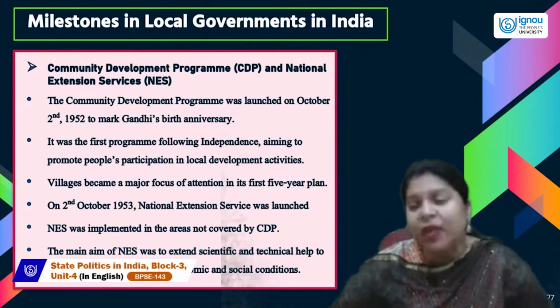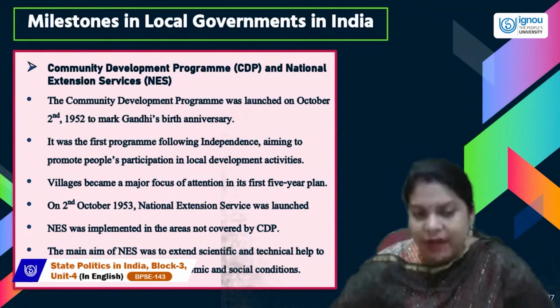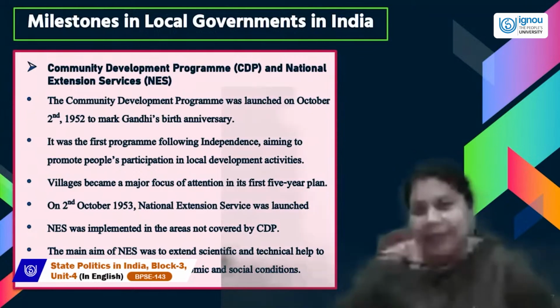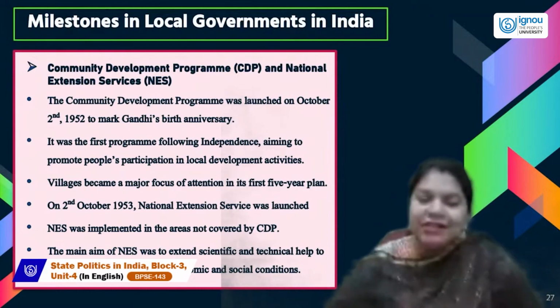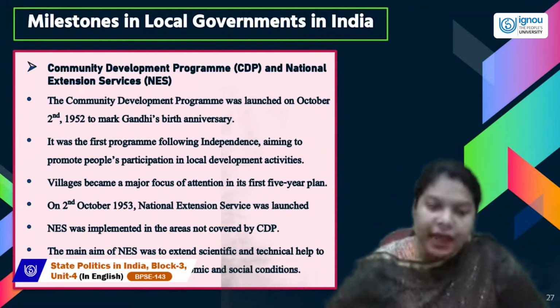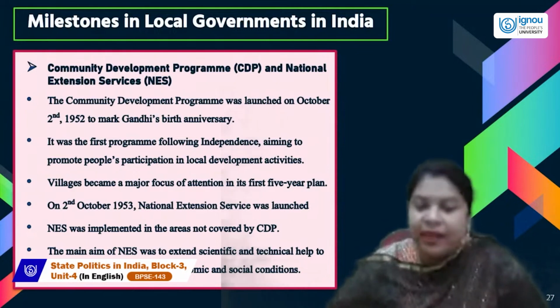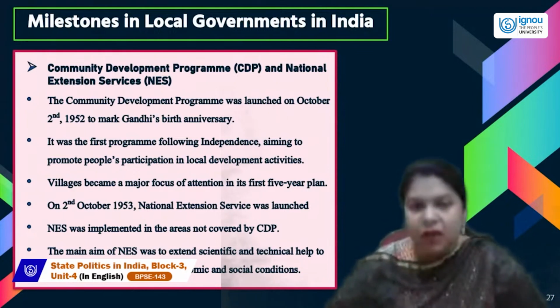So, village became a major focus of attention in its first 5-year plan. And on October 2nd, 1953, the next year, the National Extension Service was launched. And it was implemented in the areas that were not covered in the Community Development Program.